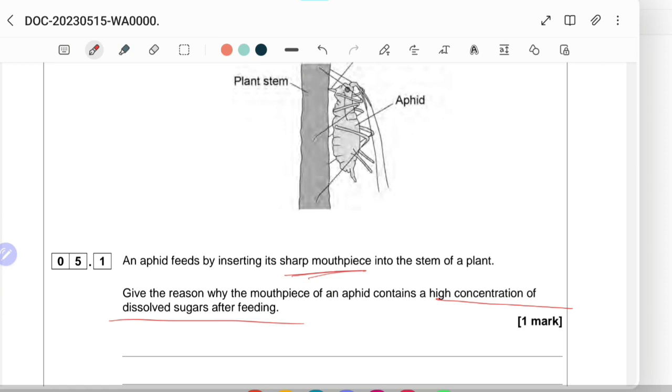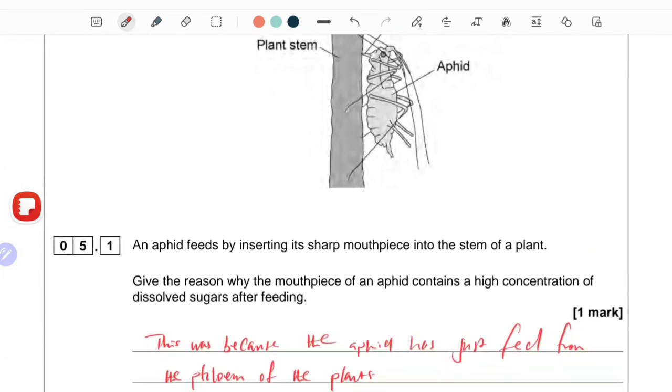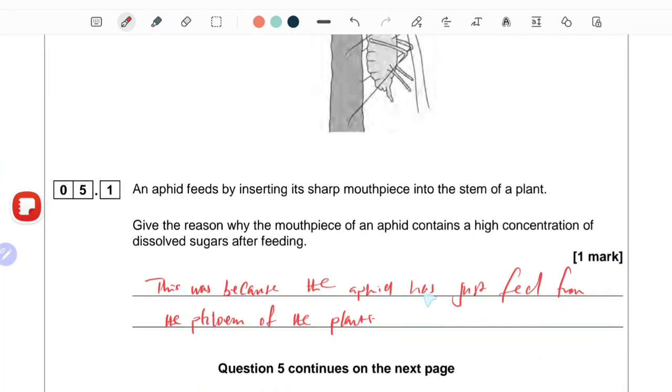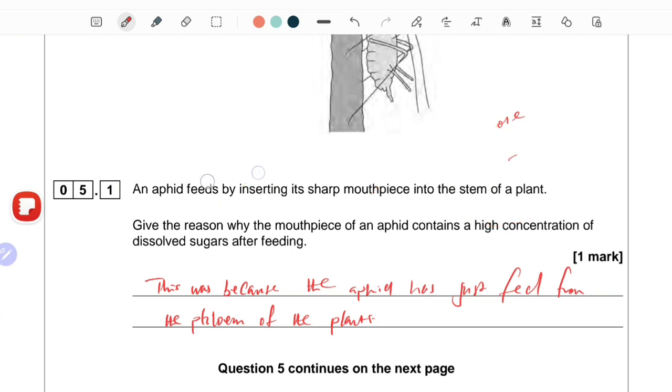This is testing your knowledge on xylem and phloem. That is what is being tested here, basically. So, what goes through xylem, what goes through phloem? This is because the aphid has just fed from the phloem of the plant, because phloem transports what? Sucrose and amino acids. Yeah. While xylem transports, of course, water and mineral salts or ions from the soil. This one is from the leaf around the body. If I've taught you plant tissue and all those things, you remember this.